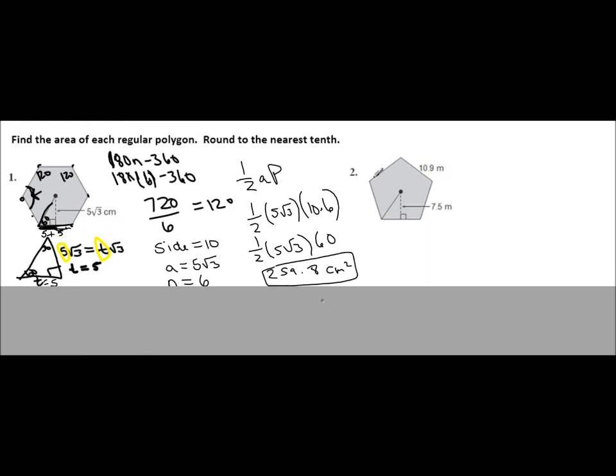Alright, number 2, you're really lucky because they already gave us a side length. They gave us the apothem, so you don't even need to find the angle measure. You just need to go ahead and substitute your values into the equation. Okay, pause the video and see if you get what I get. And I got a total of 204.4 square meters.